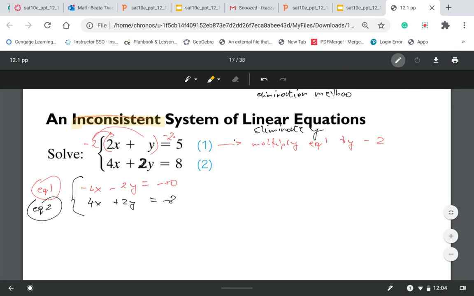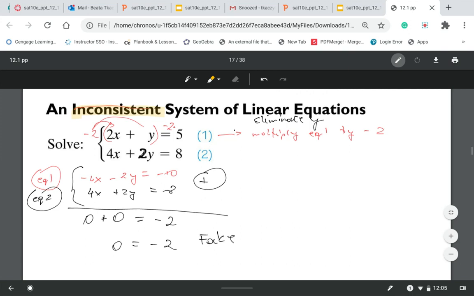And now elimination method means addition method. Now I'm going to add the equations together vertically. So I have -4x plus 4x, which is 0. -2y plus 2y, it's also 0, equal -10 plus 8, which is -2. So we end up with something that is false. 0 is equal to -2. So this is false. This is not true. So what that means, this system has no solution, which means that two straight lines will never intersect.